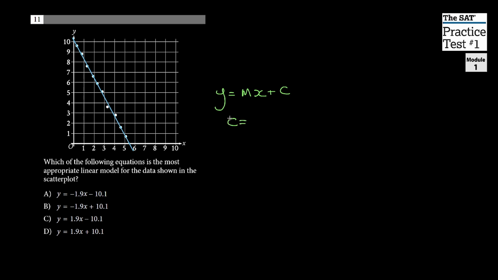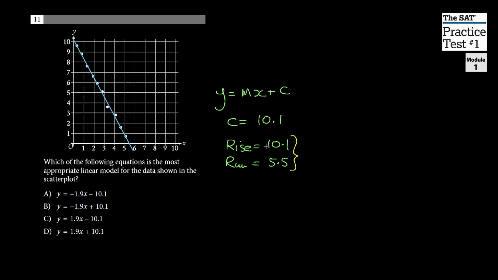Well, c on the graph, well, it's just over 10. I'm sneakily looking ahead to our options. So let's say c is equal to 10.1. Now the gradient, well, if we take the whole of the line from 10.1 to the base, we've got the rise is 10.1 and the run 5.5.